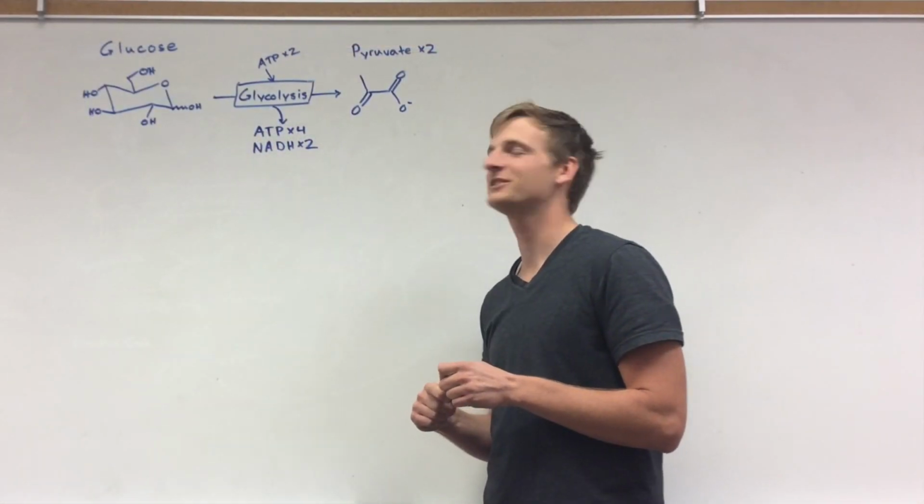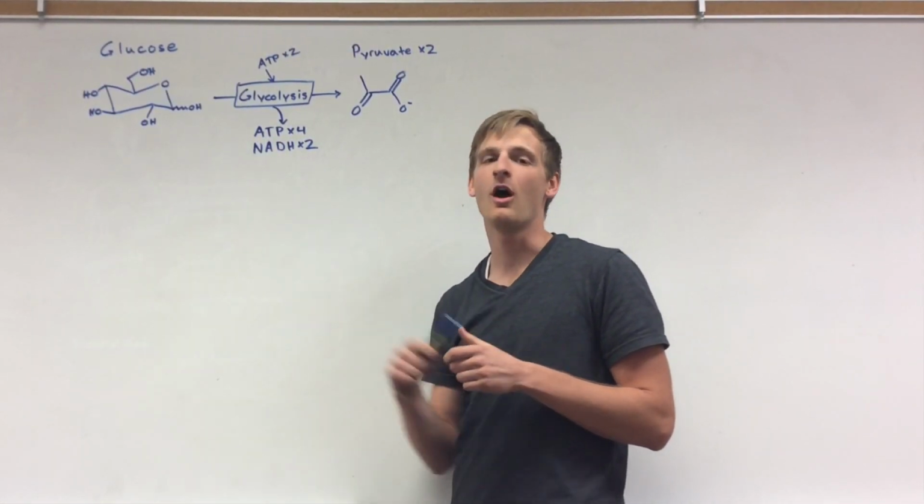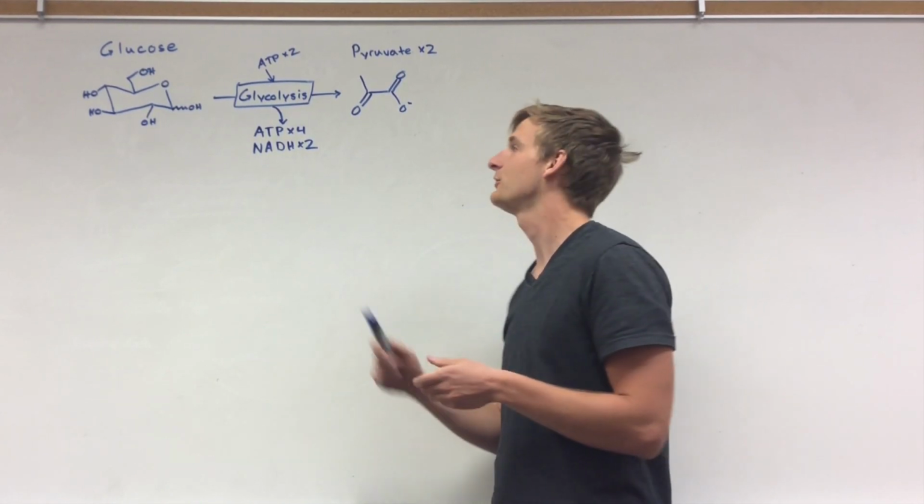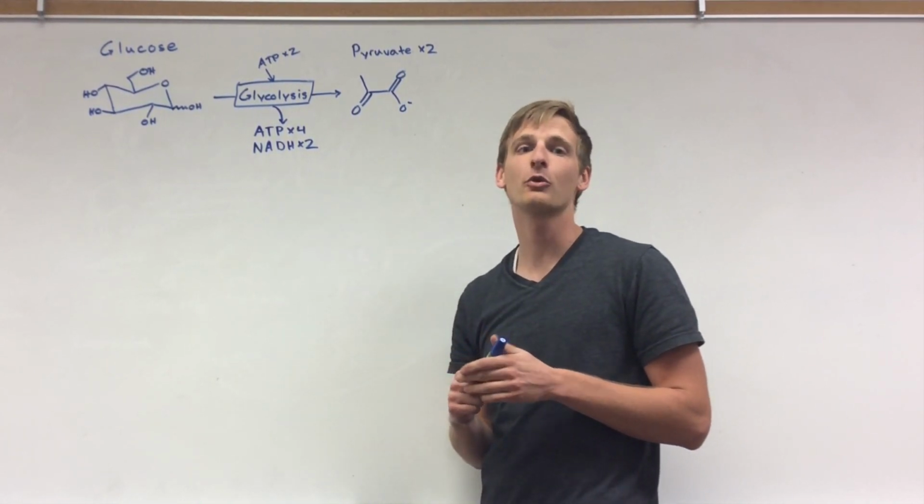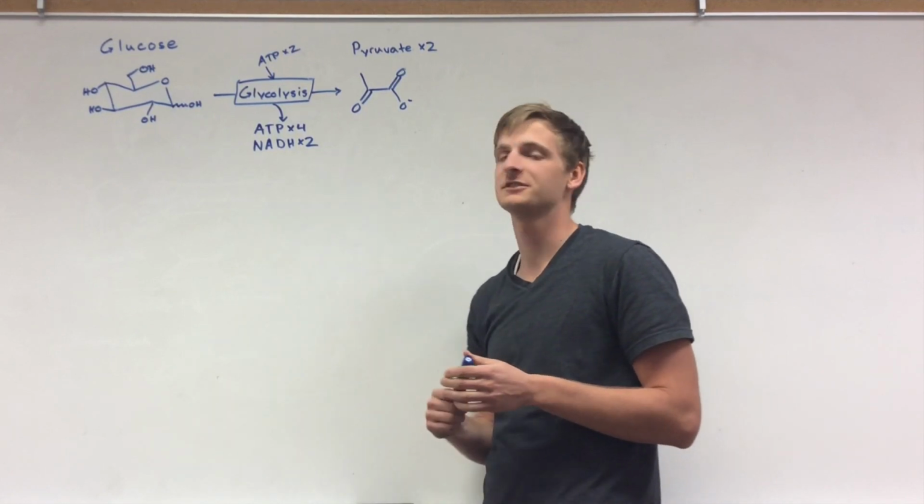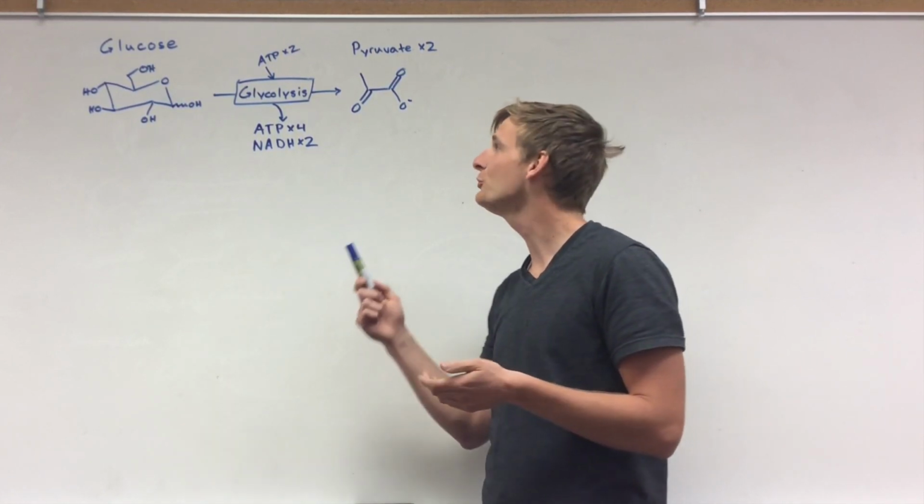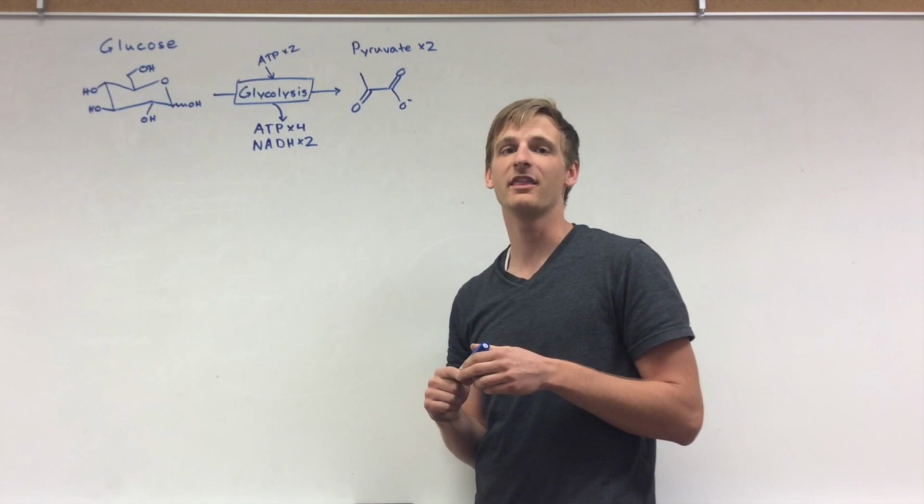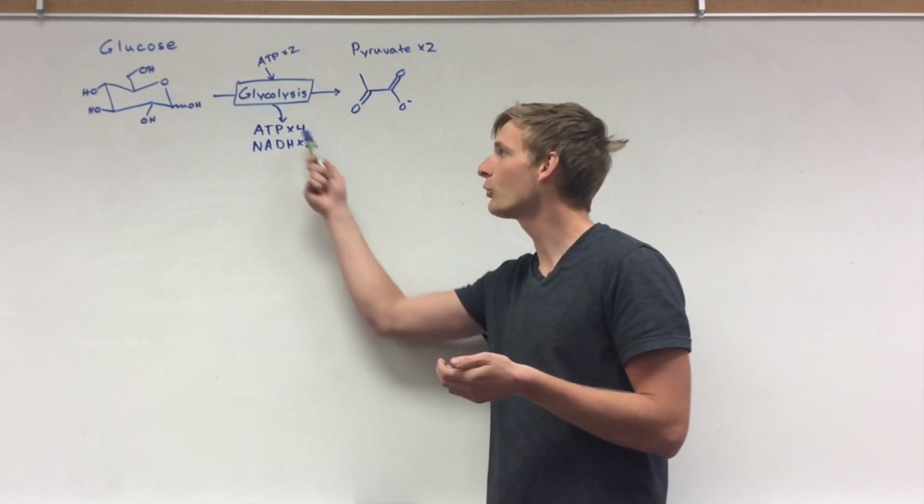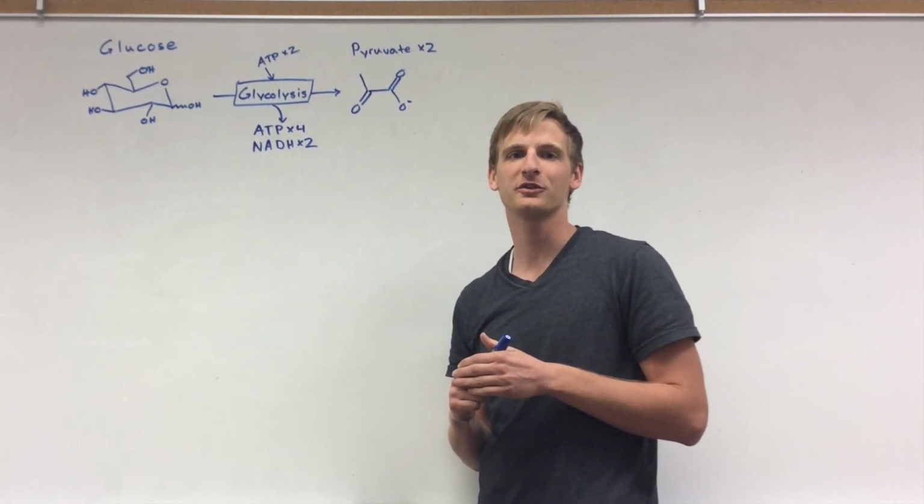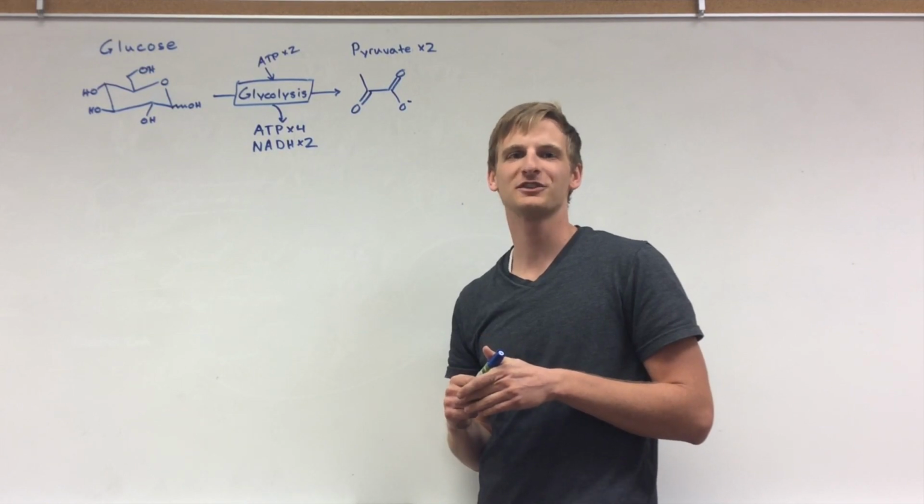To begin this process, our body takes a single molecule of glucose and converts it into two molecules of pyruvate through a process called glycolysis. This process requires two molecules of ATP, but then it produces four molecules of ATP and two molecules of NADH. And David's going to show us this mechanism now.